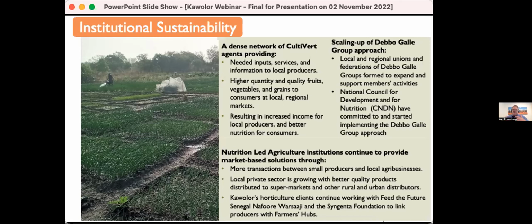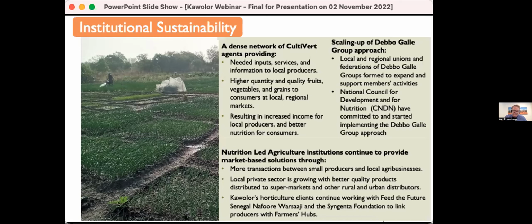The reason that they have done this is to expand and support member activities, and sometimes economic activities and exchanges, between these groups. And at the Senegal level, the National Council for Development and Nutrition, known as CNDN, for Senegal-savvy folks, it used to be the CLM, has committed to and started implementing and developing the double galley groups approach, starting in the north of the country, but intending to go to other areas as well.